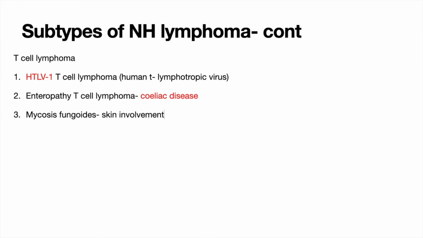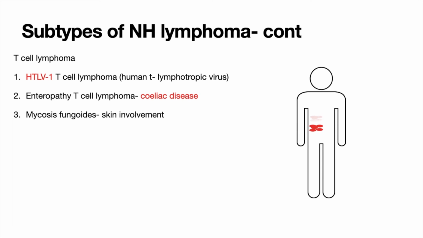Okay, and just to finish off, we have the T-cell lymphomas. And again, there are three key ones to think about here. The first one is HTLV1 T-cell lymphoma. And this T-cell lymphoma is caused by the human T lymphotropic virus. Next, we have enteropathy T-cell lymphoma, and this is associated with celiac disease. Finally, we have mycosis fungoides, and this characteristically involves the skin. And typically, patients may present with discoid-shaped lesions, and here it's quite specific to the mycosis fungoides.